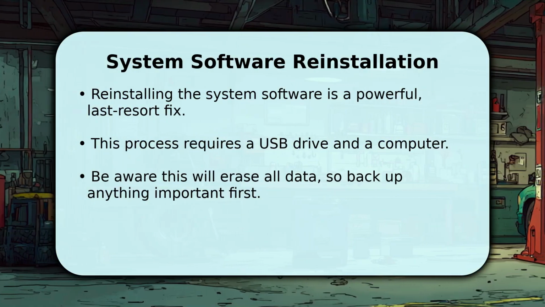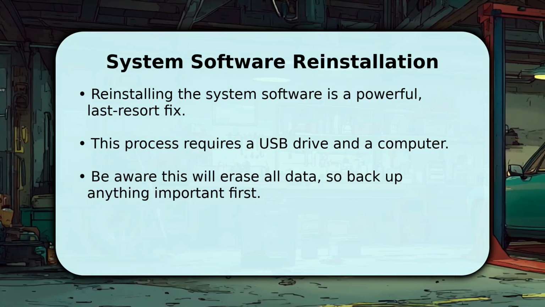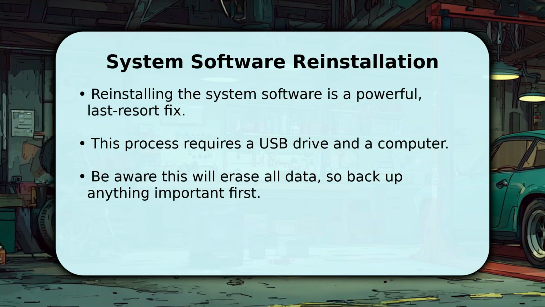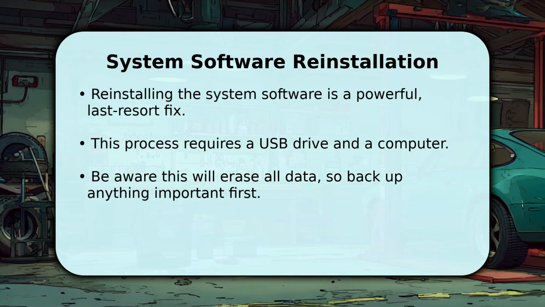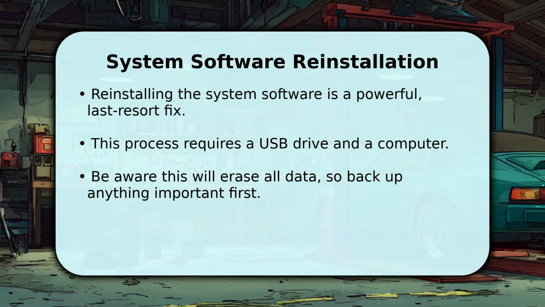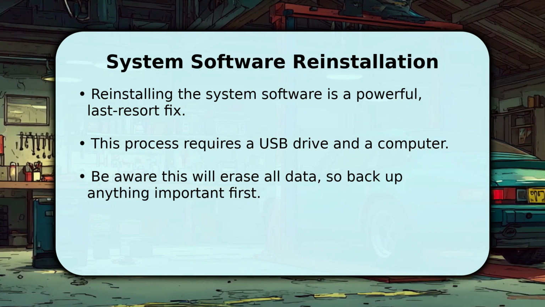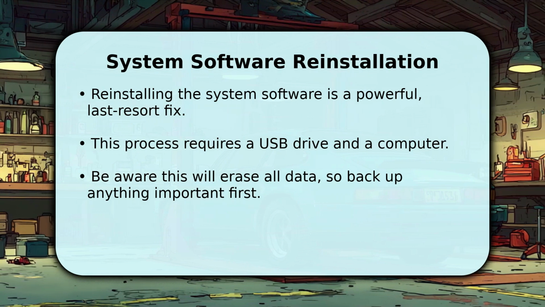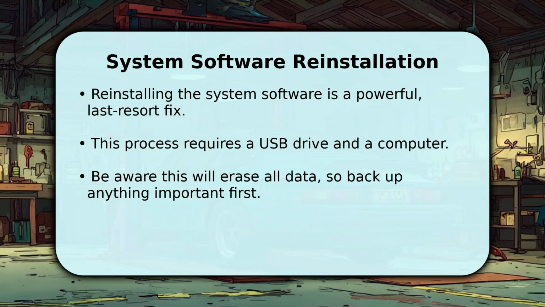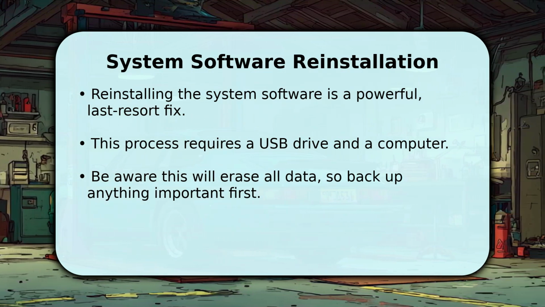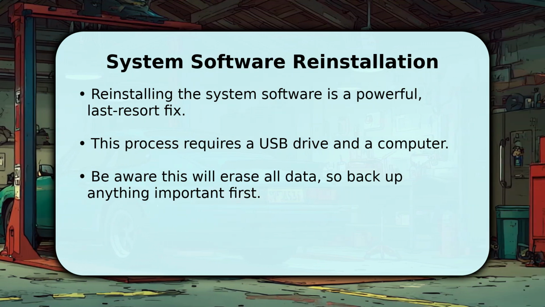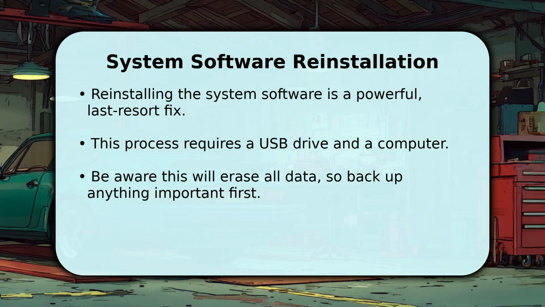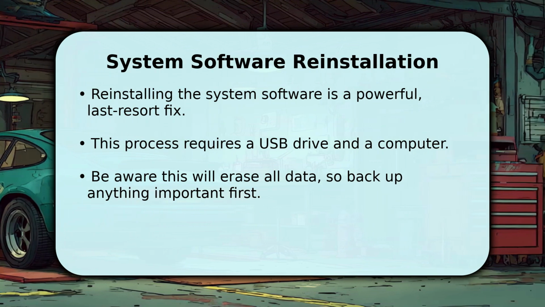If the error persists, the next step is often reinstalling your PlayStation 5 system software. This is a more drastic measure, but it can resolve deep-seated software corruption. You'll need a USB drive and a computer to download the latest system software from Sony's official website. Remember, this process will wipe your console clean, so back up any saved game data or media you don't want to lose before you begin.